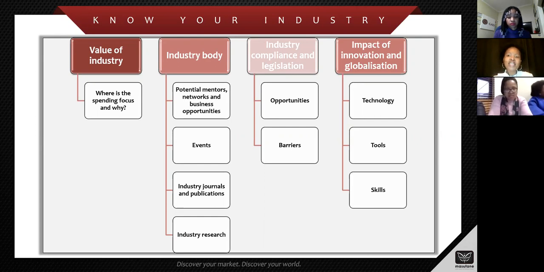And then the last important thing is the impact of innovation and globalization. How has innovation and globalization impacted your industry in the past couple of years? Do you have the right technologies? Can you keep up with how the industry has evolved? Have you got the right tools to gear your business up for success? Do you also have the right skills that are aligned?